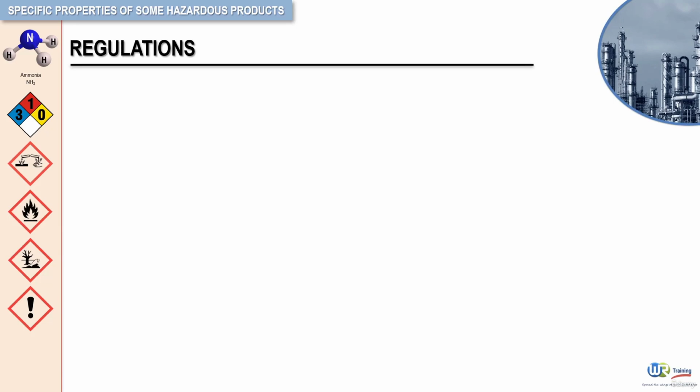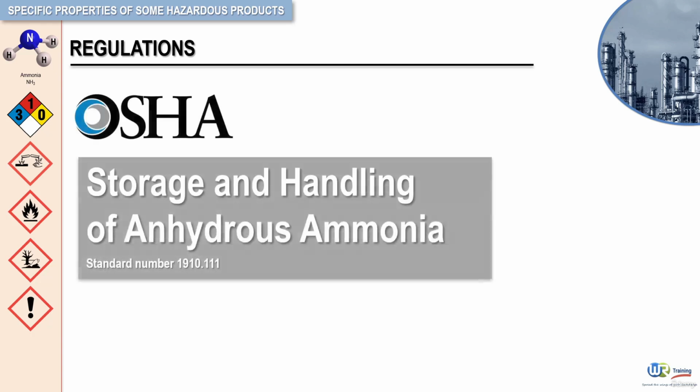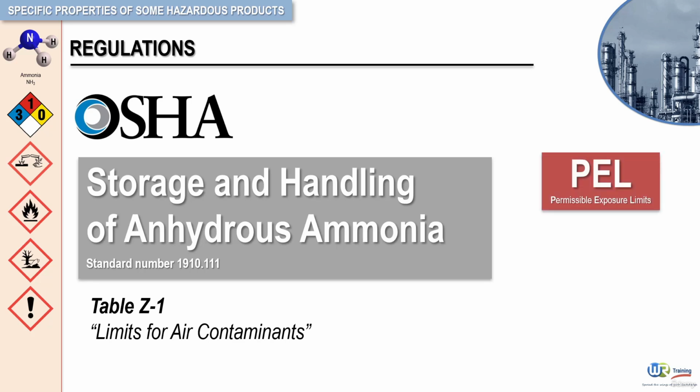In order to protect workers from injury and illness related to anhydrous ammonia, the Occupational Safety and Health Administration has issued a standard titled Storage and Handling of Anhydrous Ammonia. In addition, OSHA has also published limits for employee exposure to anhydrous ammonia in Table Z1 titled Limits for Air Contaminants. OSHA has set the permissible exposure limit, or PEL, for anhydrous ammonia at 50 parts per million over an 8-hour time-weighted average. When levels of anhydrous ammonia exceed this permissible exposure limit, organizations must take measures to reduce the amount of anhydrous ammonia in the air.